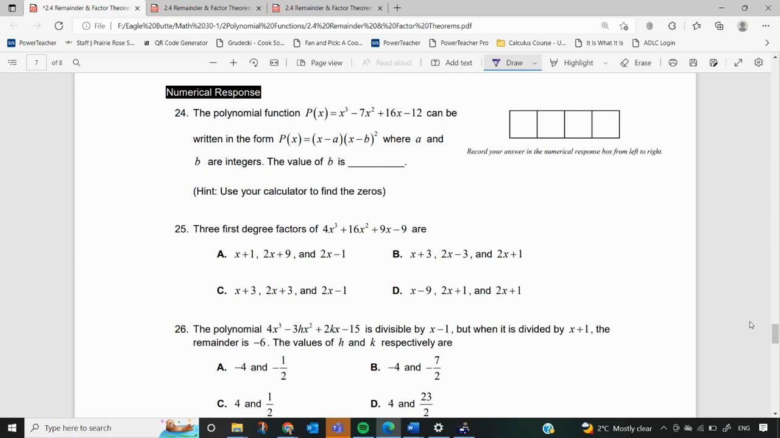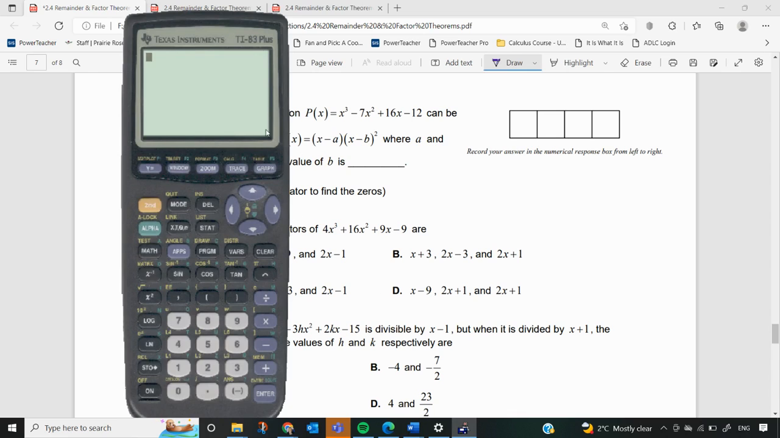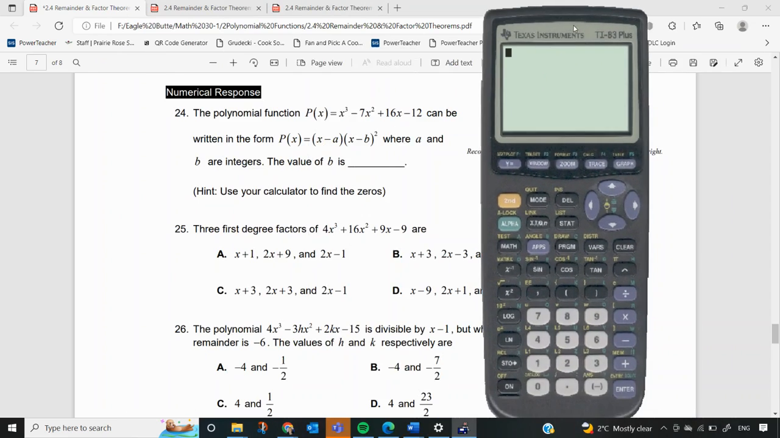So it says the polynomial function p of x can be written in the form x minus a times x minus b squared, and a and b are integers. We're being asked for the value of b. So if you're asked to do this as a written response question, you absolutely have to show all of your steps. But whether it's written response or whether it's numerical response, I would go to my calculator first. So I would type this equation into my calculator.